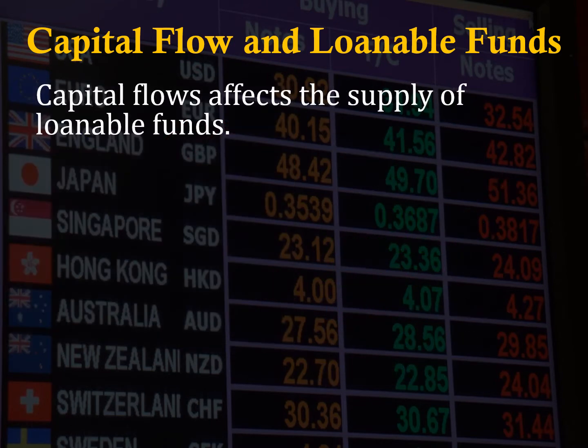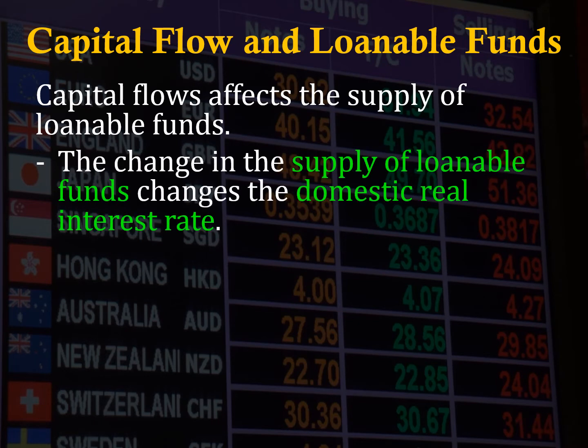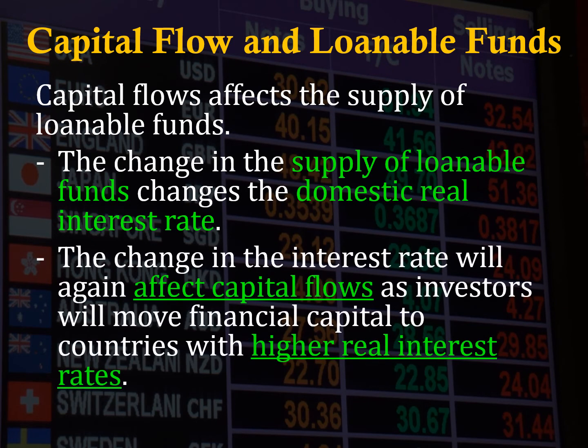Capital flows, as we mentioned, affect the supply of loanable funds. The change in the supply of loanable funds changes the domestic real interest rate. Now that obviously has additional effects because that change in the interest rate will again affect capital flows. Investors will move financial capital to countries with higher real interest rates. So we saw that in section 7.3. People are going to invest in a place where there's a higher interest rate because they can get a higher rate of return on their investments. So it's going to re-trigger the loanable funds graph and something else might shift.